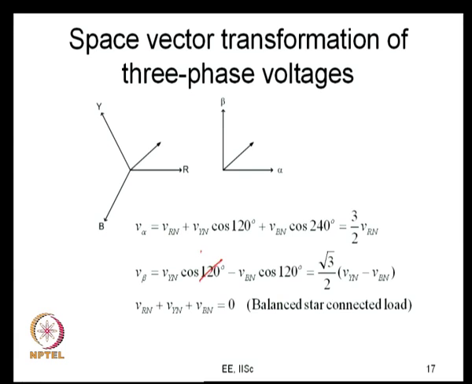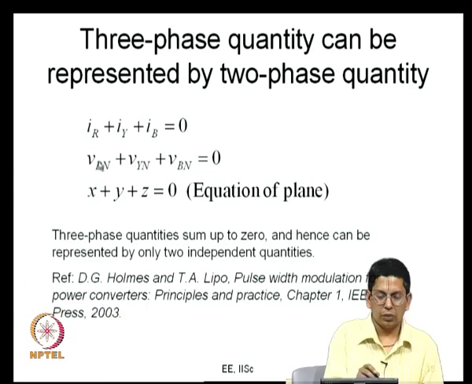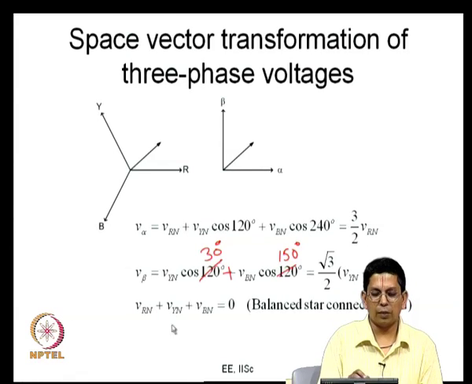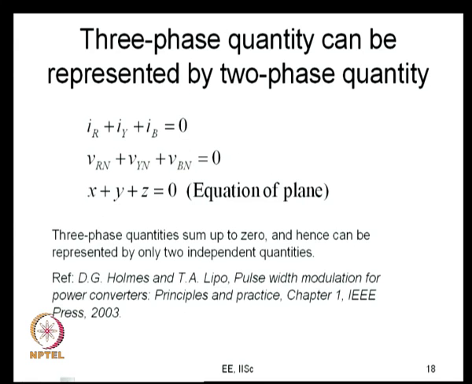So, you can probably call this as cos 30, and plus you can write this as cos of 150 degrees, and you can see that this is going to be root 3 by 2 times Vyn minus Vbn. So, it is the same transformation that you are getting here also. So, this is the transformation for 3 phase voltages, very similar to that. V alpha is 3 by 2 Vrn and V beta is equal to root 3 by 2 times Vyn minus Vbn. So, this is the space vector transformation of 3 phase voltages. So, 3 phase voltage is converted into an equivalent 2 phase voltage.